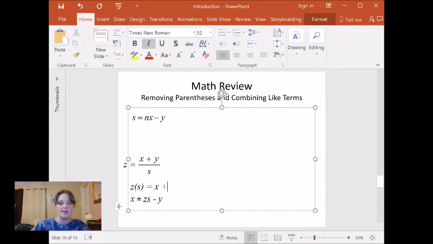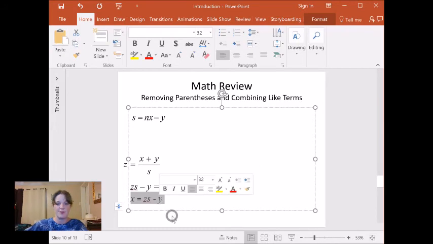Subtracting Y from this side makes it go away. But then I also have to subtract it from this side. And then I can just get rid of the parentheses. They're not necessary at this point. Ta-da! And of course, this expression is the same as the right answer I showed you at the beginning.